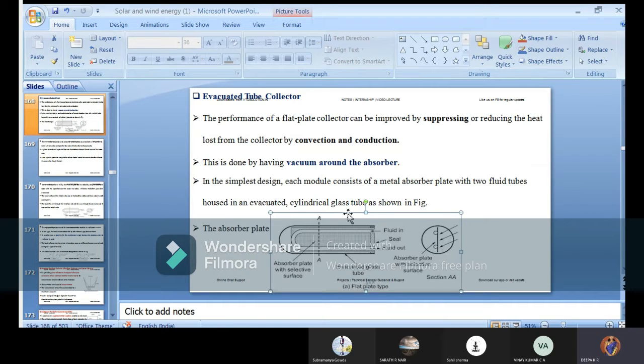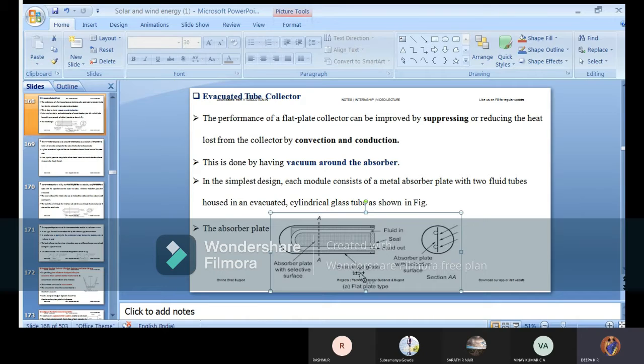If you see it from the top, as a cross section, it looks circular. You can see the absorber plate with selective surface here, and the oval shape is the second one. In the cross section you can find fluid in and fluid out, covered by the evacuated glass tube. As per the construction, there are not so many components built in. From outside it looks like a closed glass enclosure.